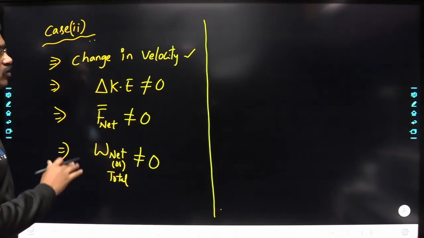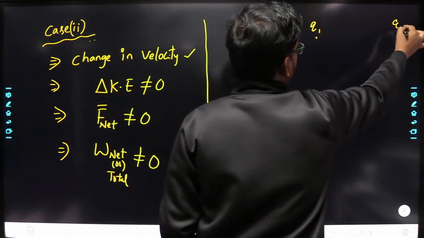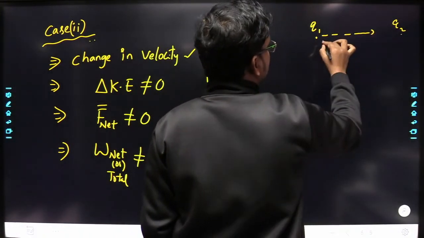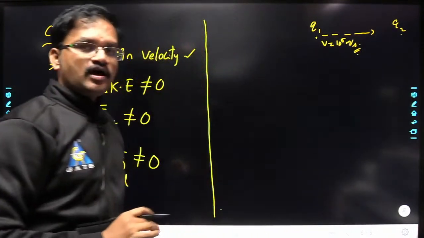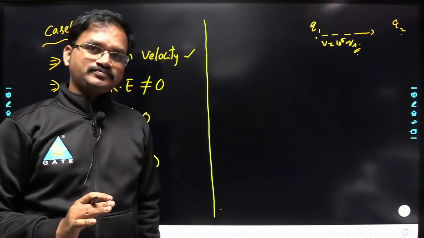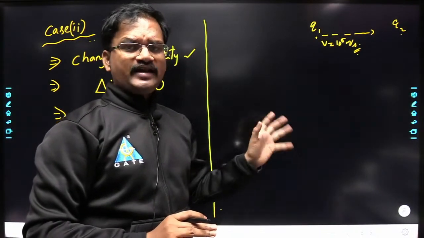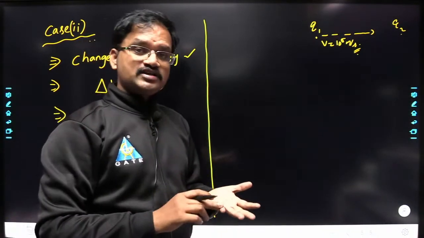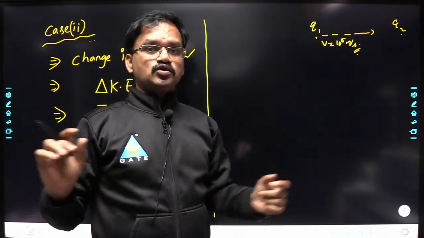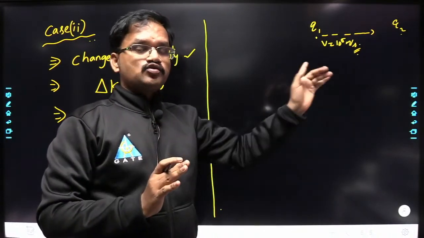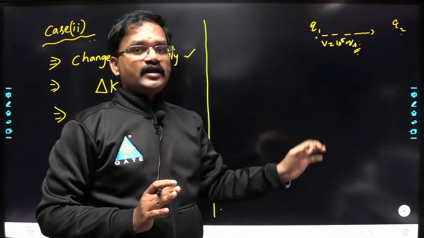Understood? Okay. Now, in this case, how have we solved this problem? Here you have Q1 and here you have Q2. It is projected with velocity 10 power 5 meters per second. How did we solve this problem? We applied the law of conservation of energy, yes or no? Initially, what is the total energy of this charge? The total energy is nothing but potential energy plus kinetic energy. But since this charge is very, very far away from Q2, the potential energy will be 0. It is going to have only kinetic energy. So the total energy is in the form of only kinetic energy initially.